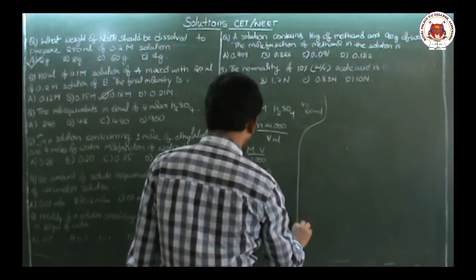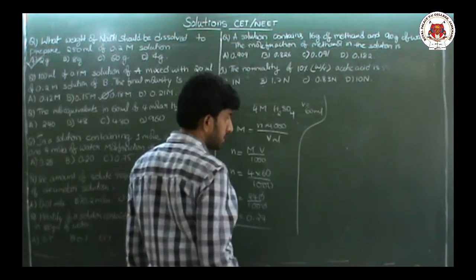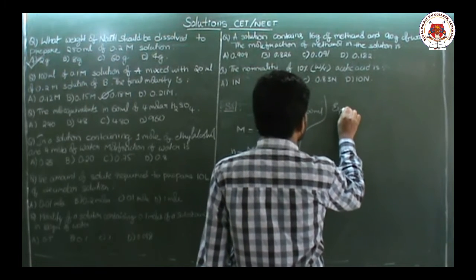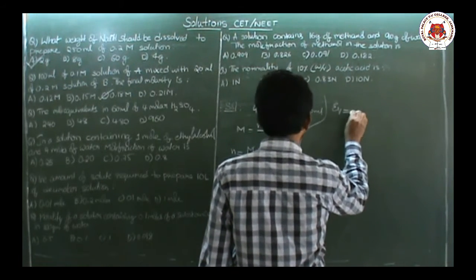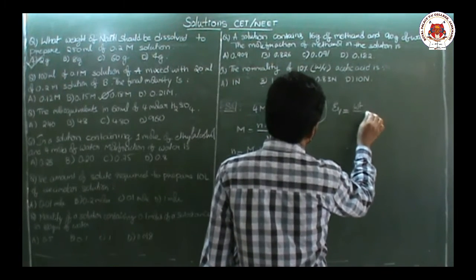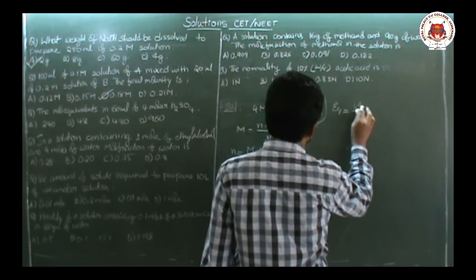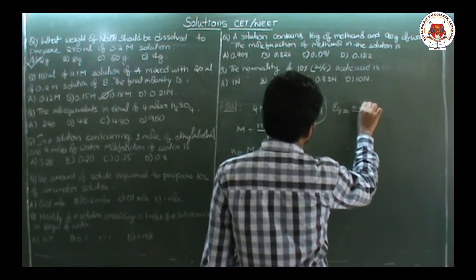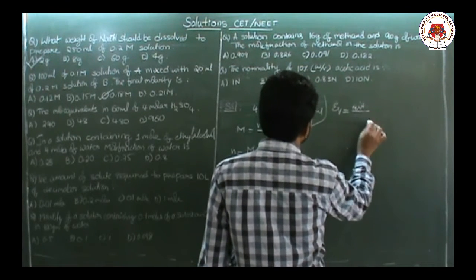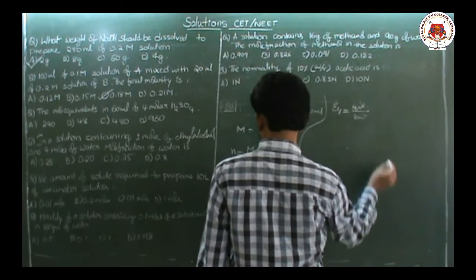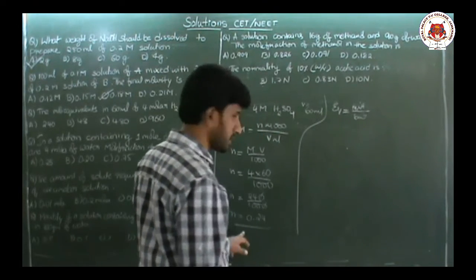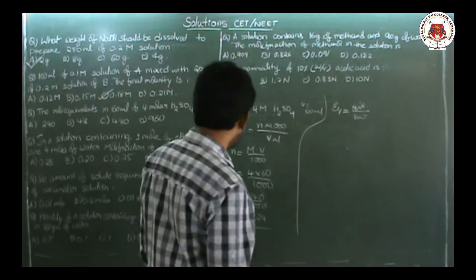Now what they are asking is gram equivalents. Now you know that gram equivalent weight, or equivalent weight, is equal to molecular weight by valency or basicity. So this is number of moles equal to 0.24 moles.